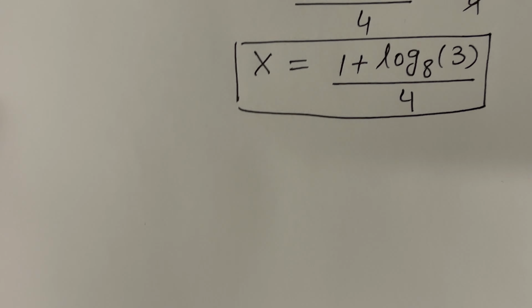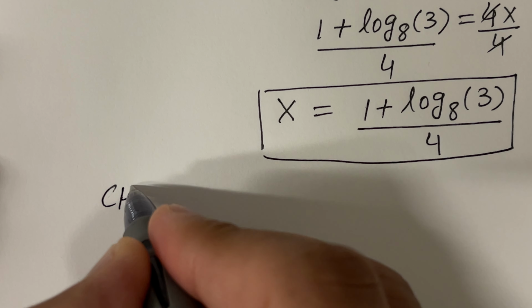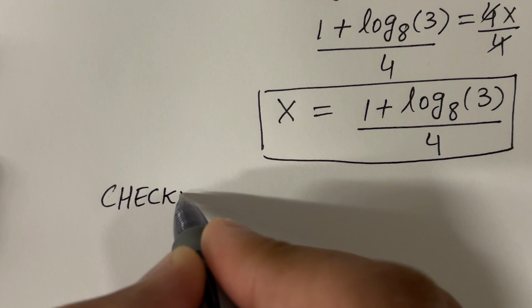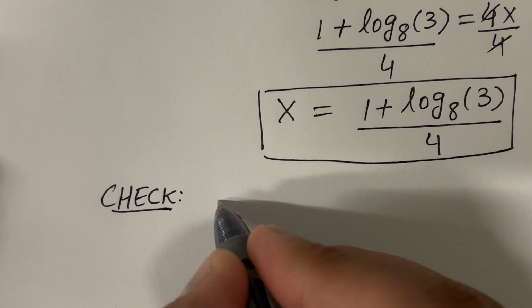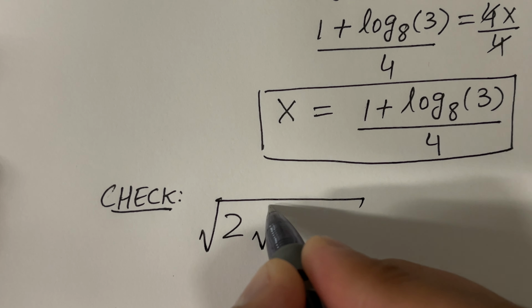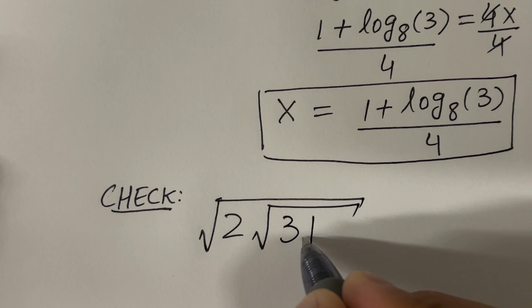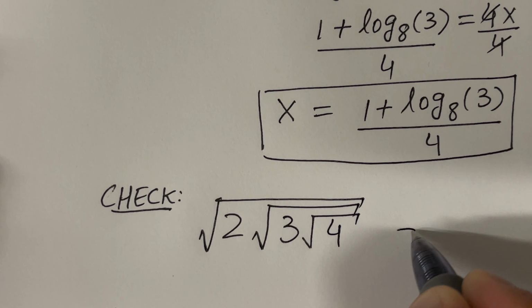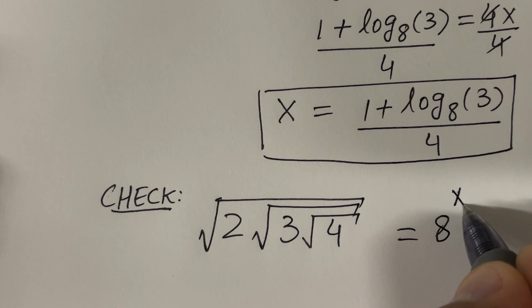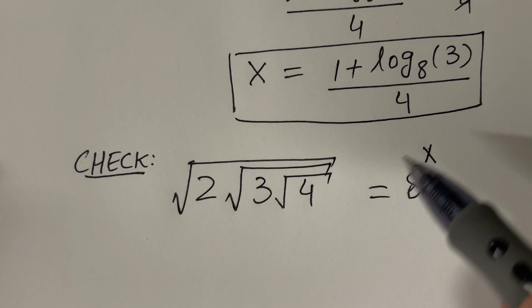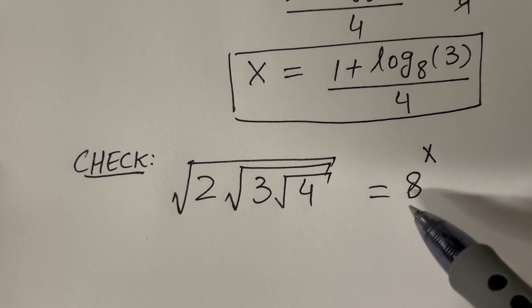Let's verify the answer. We want to check the solution. The given equation was square root of 2, inside we had square root of 3, and then we had square root of 4, and the right hand side was 8 raised to the power x. Let's plug in this value of x here.